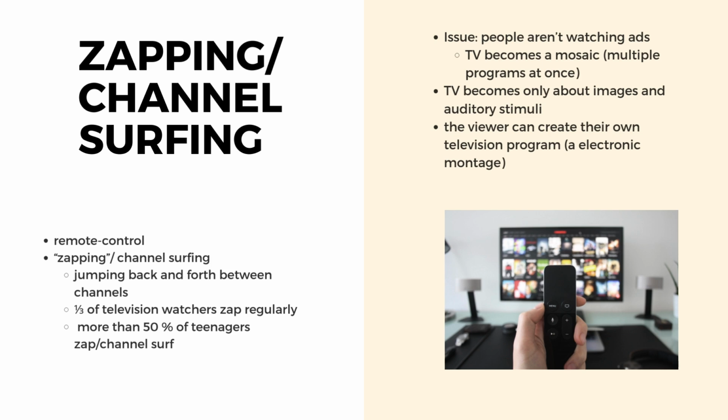More than 50% of teenagers zap or channel surf, meaning they're not watching one program, they're going from one program to another and just going back and forth. The issue with this is people aren't watching ads, and this creates TV to become more of a mosaic, meaning multiple programs at once rather than just one program being watched continuously. It makes TV something that's only about images and auditory stimuli. And it gives the viewer the ability to create their own television program and create an electronic montage of different things rather than just watching one program.